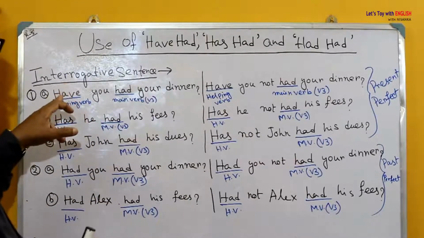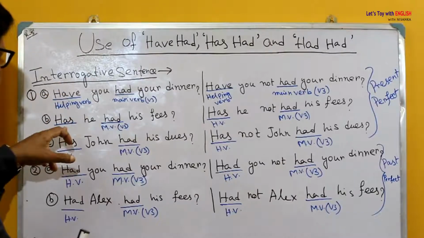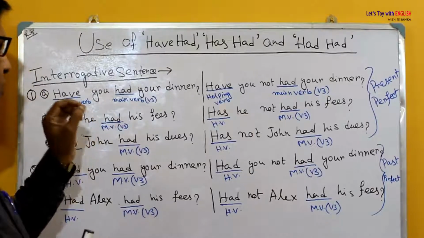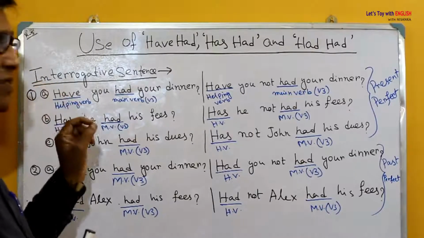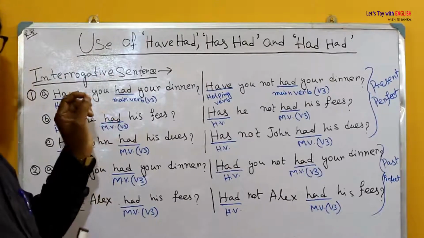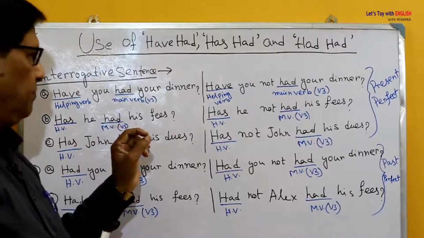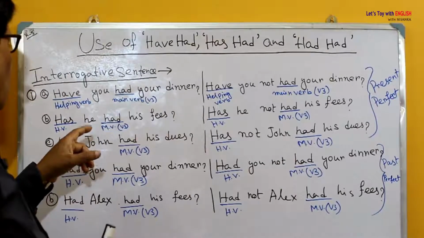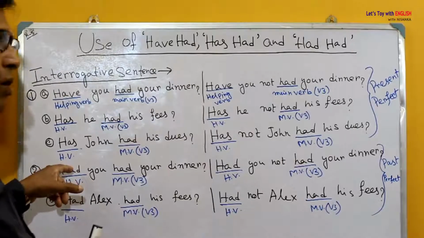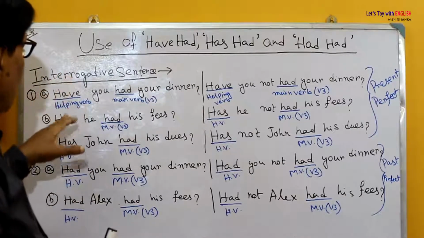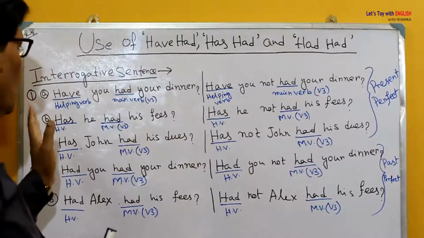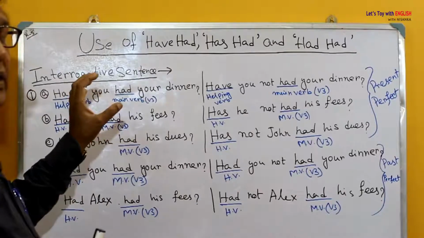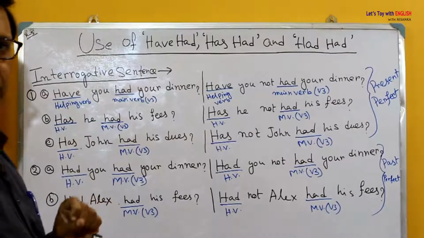You see, here this helping verb has come first to make the sense of an interrogative sentence. Mind it, this have or has, or when it is in past tense, this had, is used at first to mean that this is an interrogative sentence. Okay, my friend?